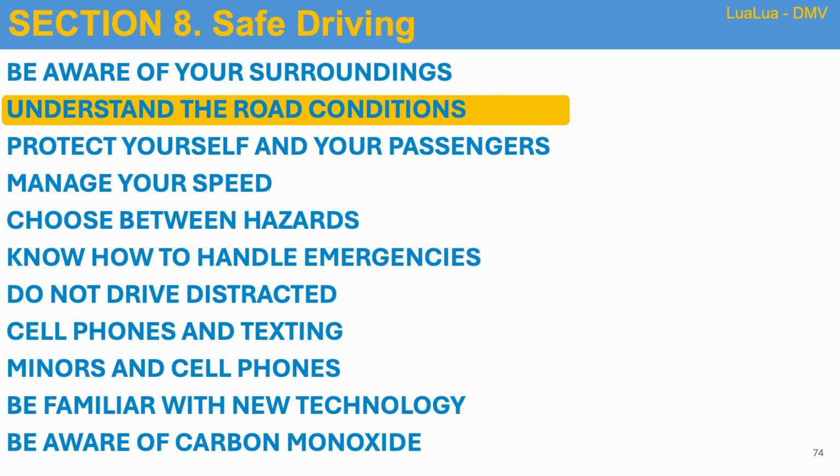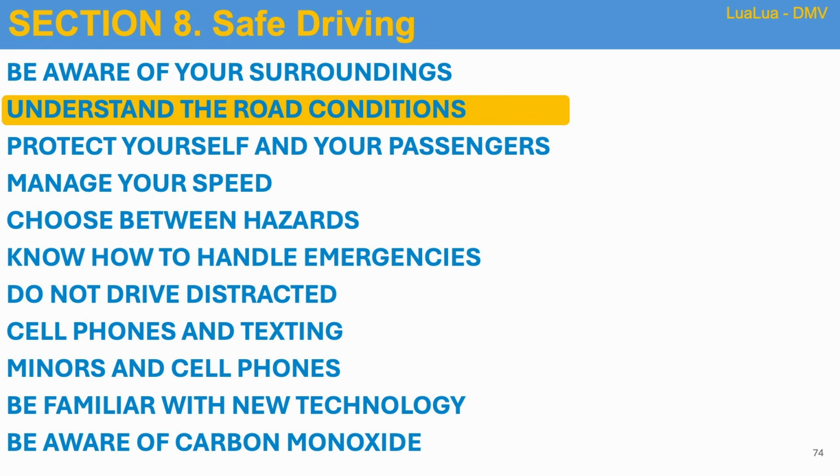Understand the road conditions. Darkness. When driving at night, use your high-beam headlights on open country roads or dark city streets. Make sure you can stop in the distance lit by your headlights. Do not use high-beam headlights in areas where they are illegal. Dim your high-beam headlights to avoid blinding the driver of an oncoming vehicle.